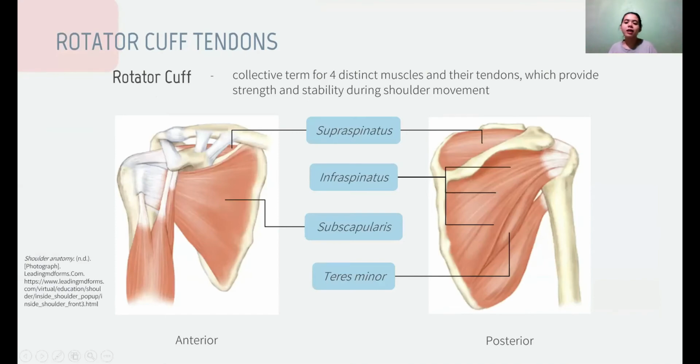And then the second set of tendons that you can see in your shoulder girdle would be the rotator cuff tendons. Like I said, the rotator cuff is a collective term for four distinct muscles. Just this.